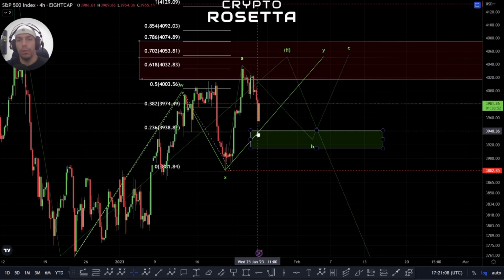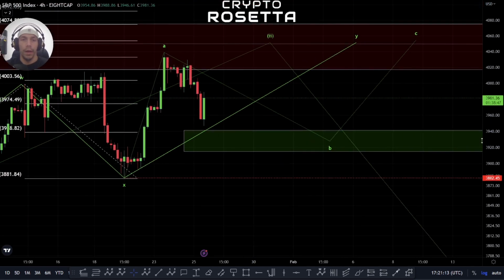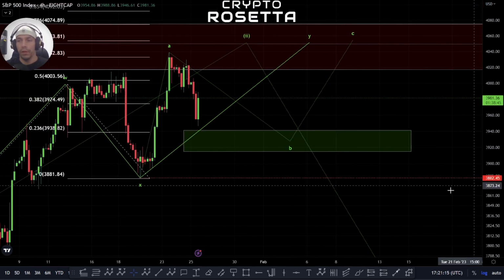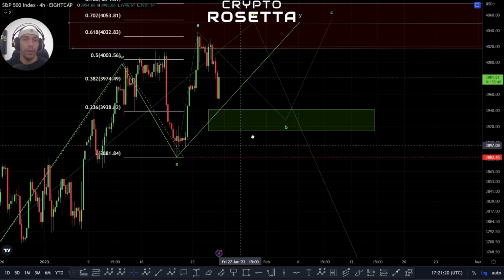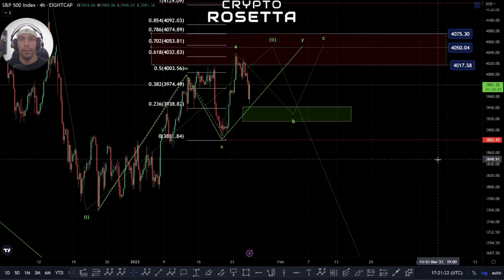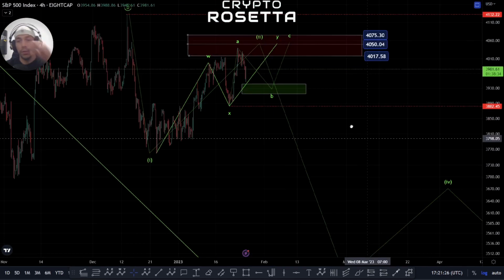We want to see 1, 2, 3, 4, 5. So we want to see that 5th wave come into play here, or we want to see a move down that takes out this 3882 area. If we move down past that, then it would be very likely that we're actually starting this third wave drop. So what I'm looking for here to complete this move is effectively a 5-wave move.